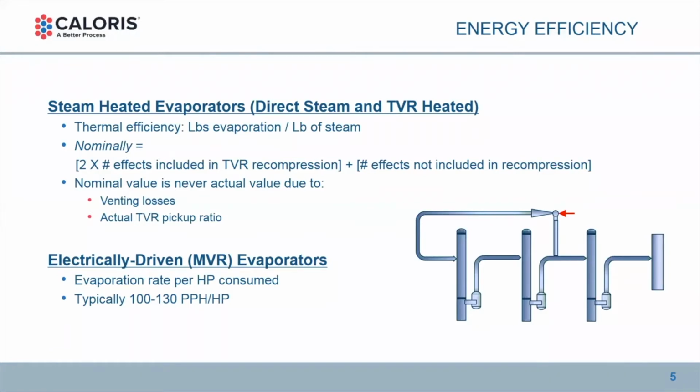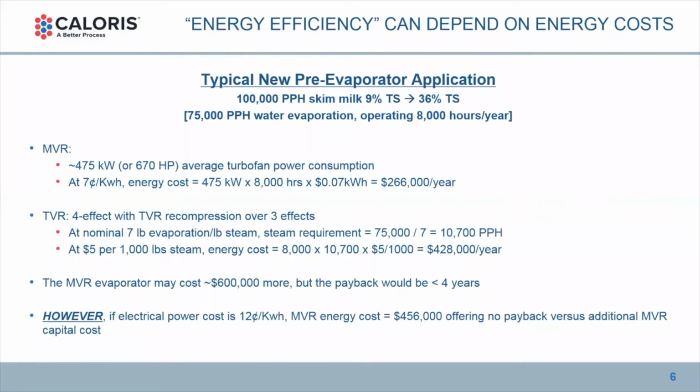Electrically driven MVR evaporators, now we're talking horsepower, or kW of power consumed. And it's very common, and they're usually 1 effect systems. And very commonly for most of our product applications, we're looking at 100 pounds of evaporation or up to 130 pounds of evaporation per horsepower of input to the turbofan. But you look at this, we're comparing apples to oranges. How do you compare energy efficiency of these 2 different types of evaporators? That really depends on your energy costs. So energy efficiency is a function of energy costs.